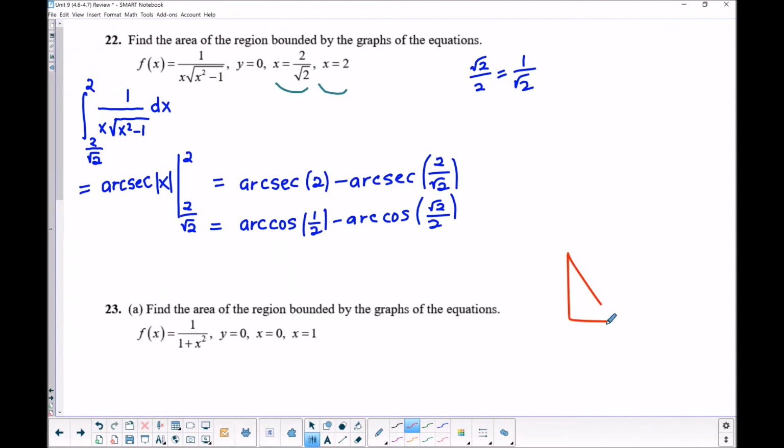So if we think about what angle measure has a cosine of adjacent over hypotenuse of 1 over 2, this guy's going to be radical 3, like he matters. This is a 60-degree angle, right? So that would be pi over 3.